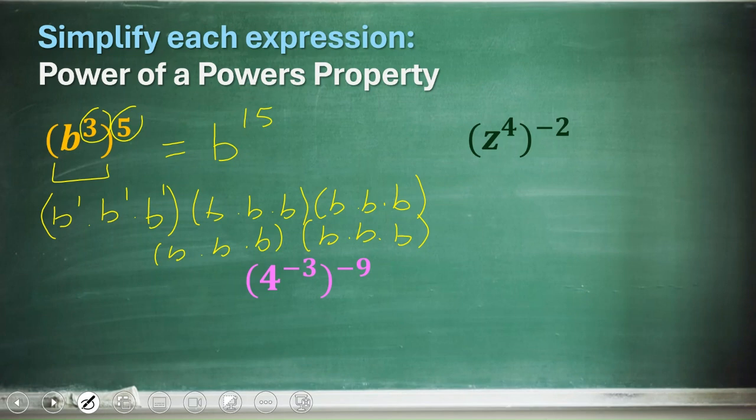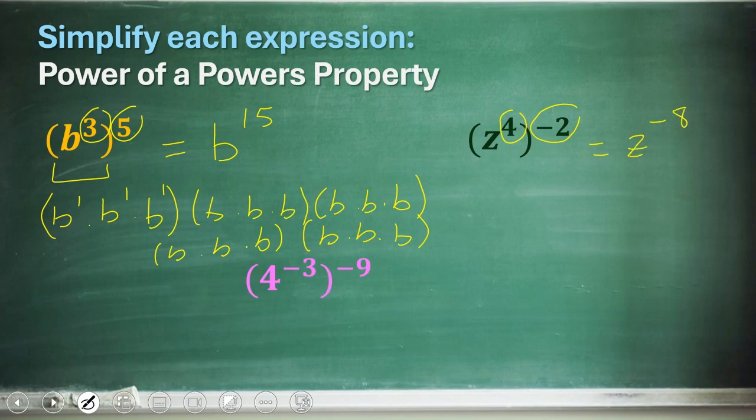All right, let's move to our second example. We're going to notice this one looks the same, but has a negative exponent right here. So we do the same thing. We multiply our exponents 4 and negative 2 together. We have z to the power of negative 8.